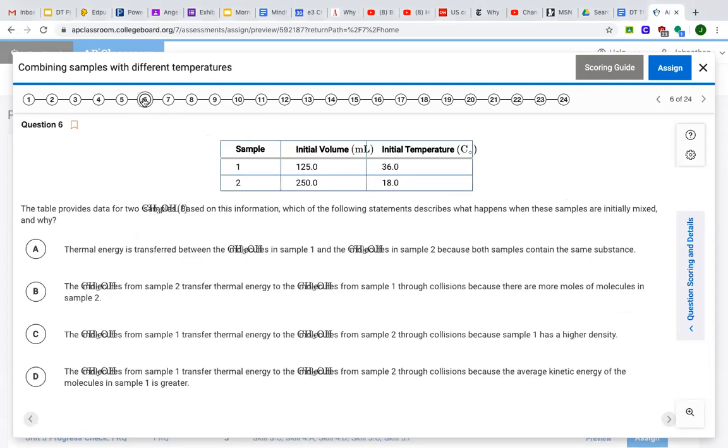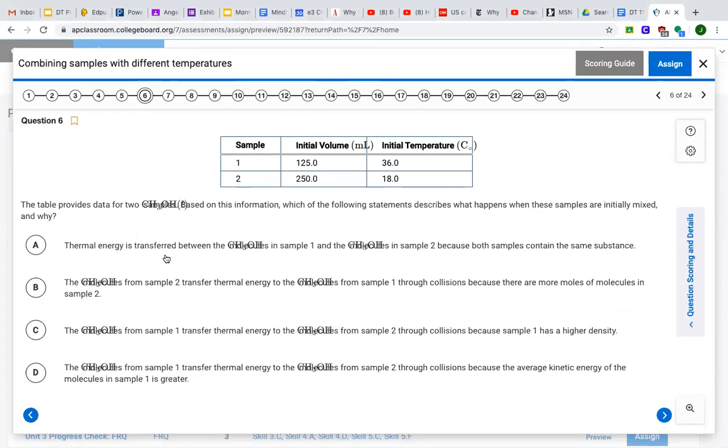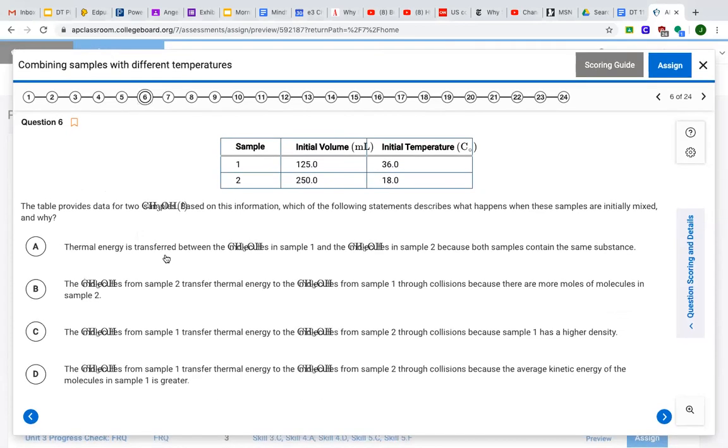So let's look at number 6. Okay, the table provides data for, what is this? 2 something with methanol. Based on this information, which of the following statements describes what happens when these samples are initially mixed? So these look like methanol samples. Okay, got it.